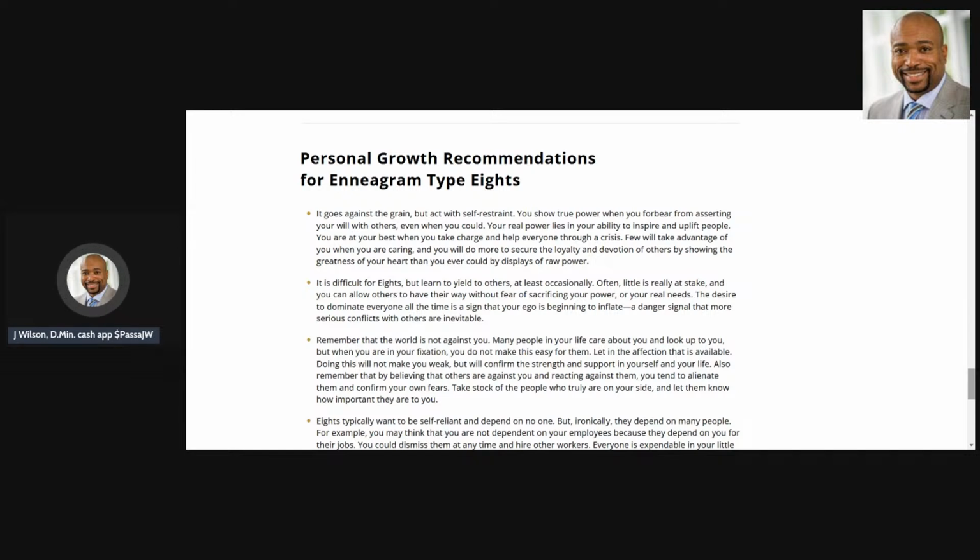What are your personal growth recommendations for the Enneagram Type 8? If you are a 1, what are your personal growth areas? And I think that these things will help us out. These things are to make us better. Does this make sense? I hope you all have been helped.